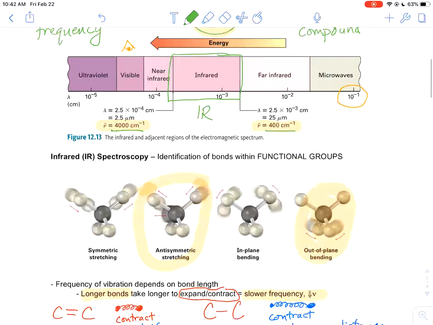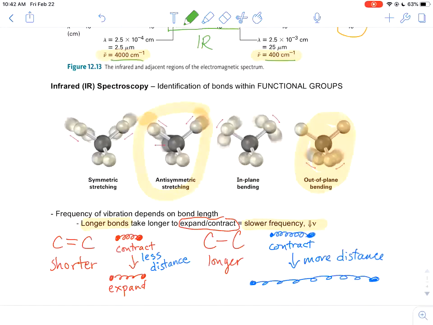And then we talked a bit about how bond length is inversely proportional to the stretching frequency. So the longer the bond is, the slower it takes to go through cycles of expanding and contracting. So a longer bond comes out to a lower wave number or frequency.